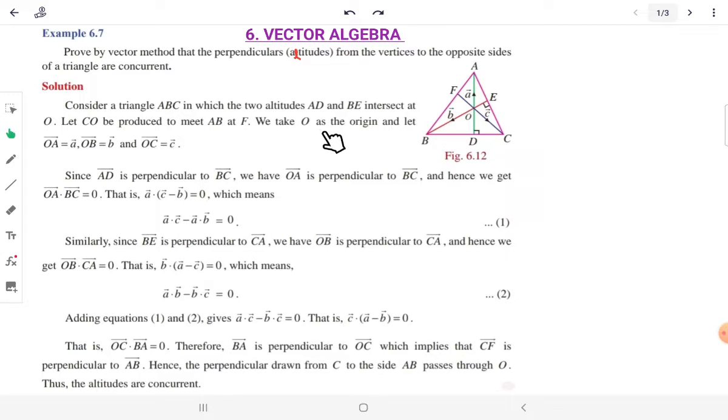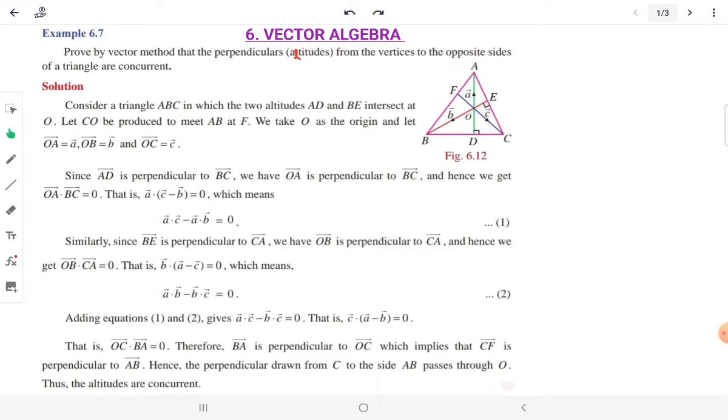Now let us take O as the origin, the point of reference. Somewhere here in the triangle, let's consider O as the origin. Now we know OA is equal to vector A, OB is equal to vector B, OC is vector C. Let us consider these position vectors.